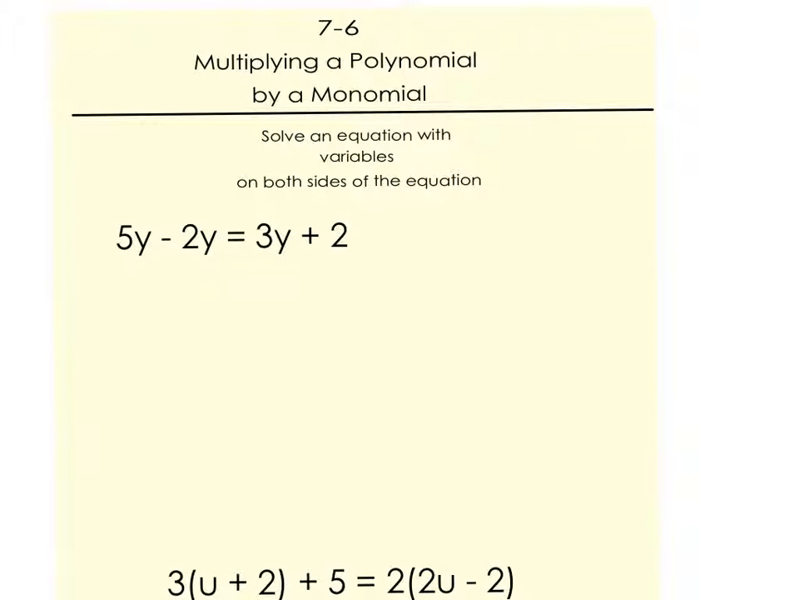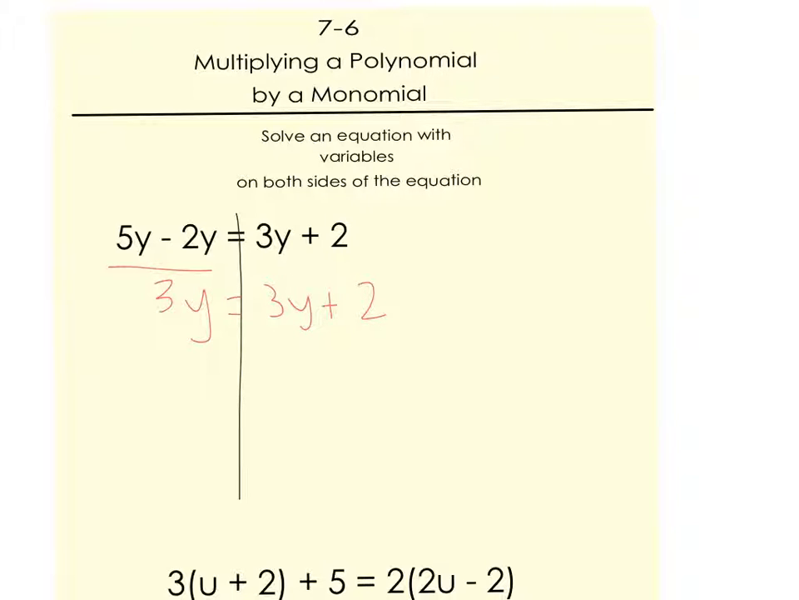The other part of 7-6, multiplying a polynomial by a monomial, is doing that and solving an equation with variables on both sides of the equation. So you're using the distributive property and you're applying that to solve an equation. So this really shouldn't be too difficult because you've already done equations for quite a while now. But just to remind you, so you don't forget, I'll draw my train tracks, and I want to isolate y and get y on one side of the equation and the other numbers on the other side. So I would first look at and combine 5y minus 2y and get 3y equals 3y plus 2.